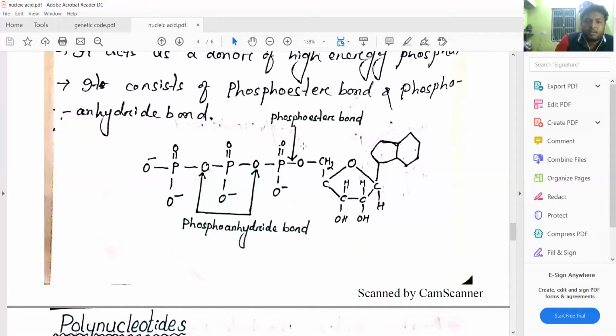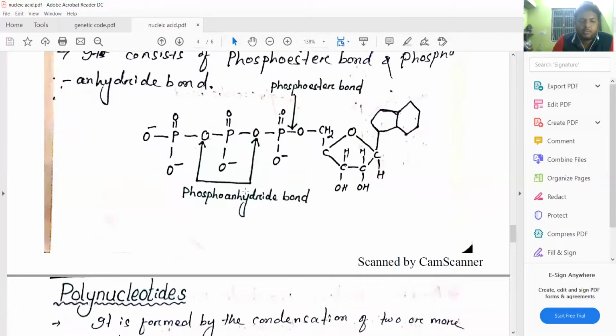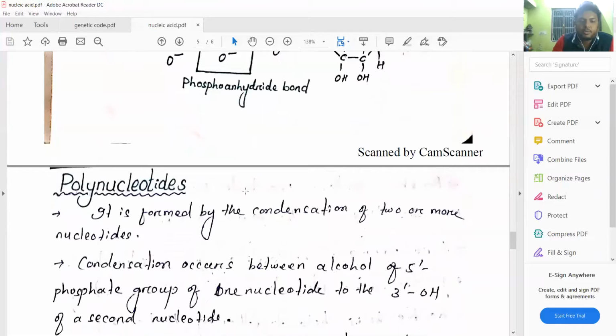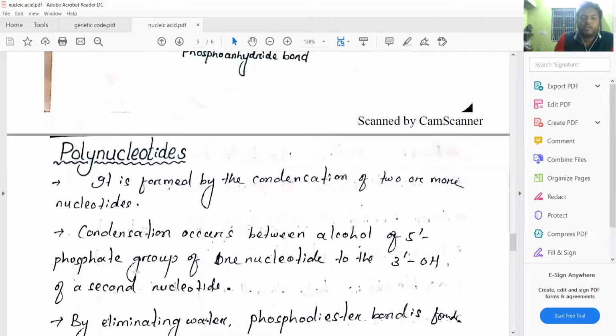What is the phosphoester bond and phosphoanhydride bond? If two NTPs are joined together, it is by a phosphodiester bond. Next, come to polynucleotides. Polynucleotides are formed by the condensation of two or more nucleotides.